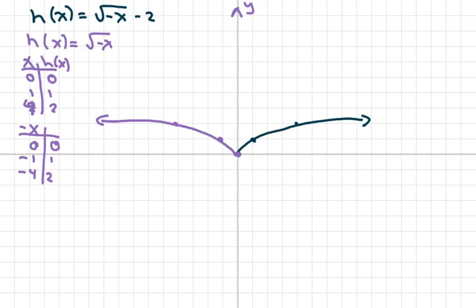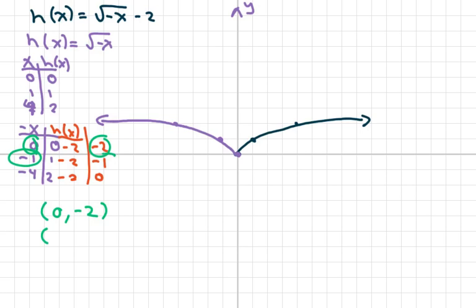And now we're going to shift this down by 2 units. So basically what we do is we subtract 2 from the y. And you're going to get negative 2, negative 1, and 0. So I'm going to use these points to graph my new function: 0, negative 2, negative 1, negative 1, and negative 4, 0.